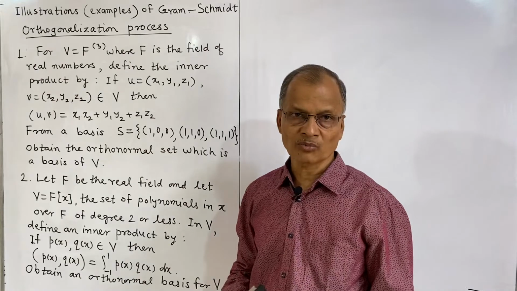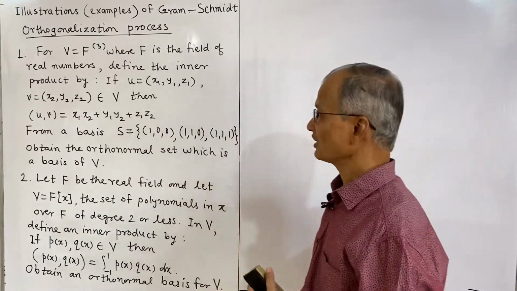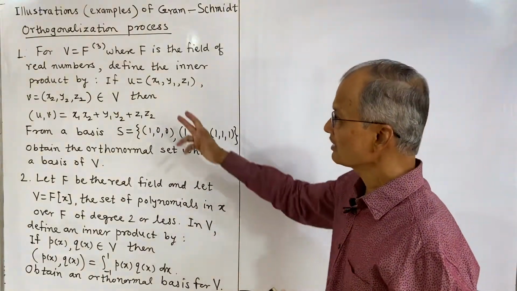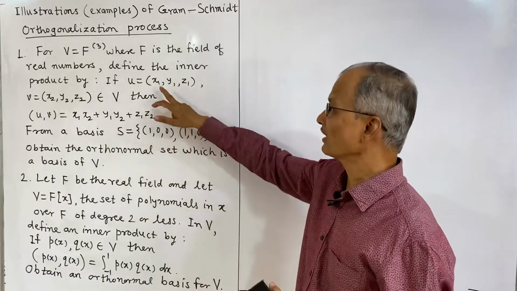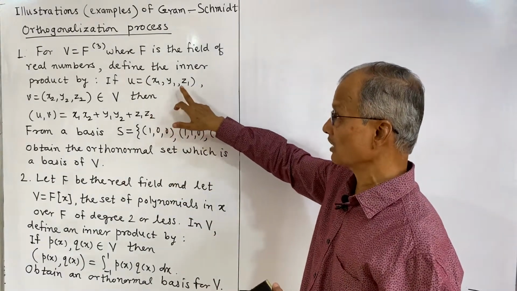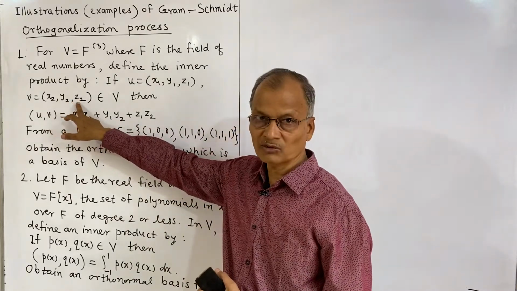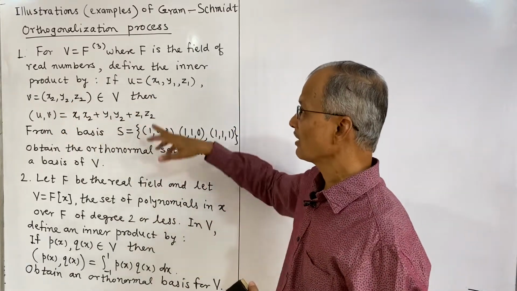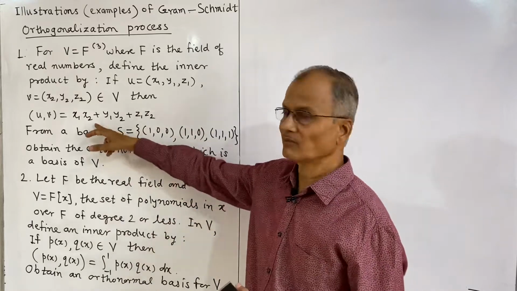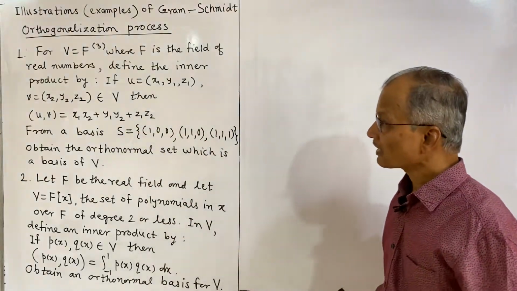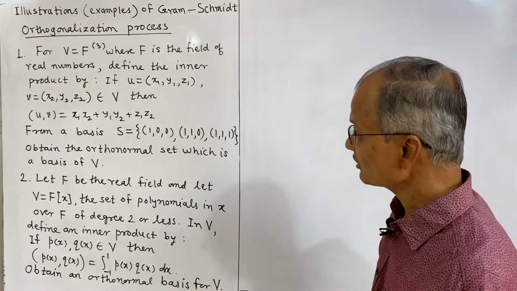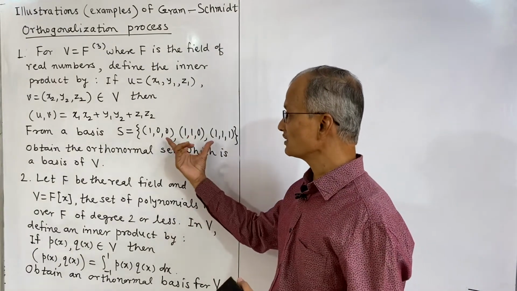Actually, it is the dot product of two vectors. We know the dot product is defined in the same way. If this vector is x1i plus y1j plus z1k and this is x2i plus y2j plus z2k, then their dot product u dot v is defined by this expression. So, we shall start from a basis, and suppose this is a basis.